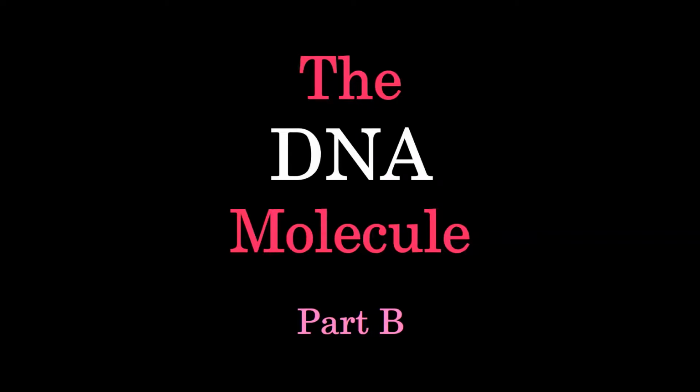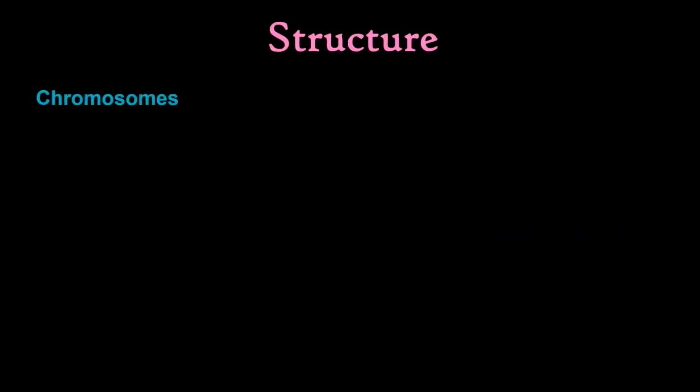Okay, so let's start with part B. We've looked at the structure of DNA in a lot of detail now, and now we can broaden our view to look at some of the other structures in a cell and how they relate to DNA. So let's talk about chromosomes. I'm sure you've heard of them and you probably remember what they are.